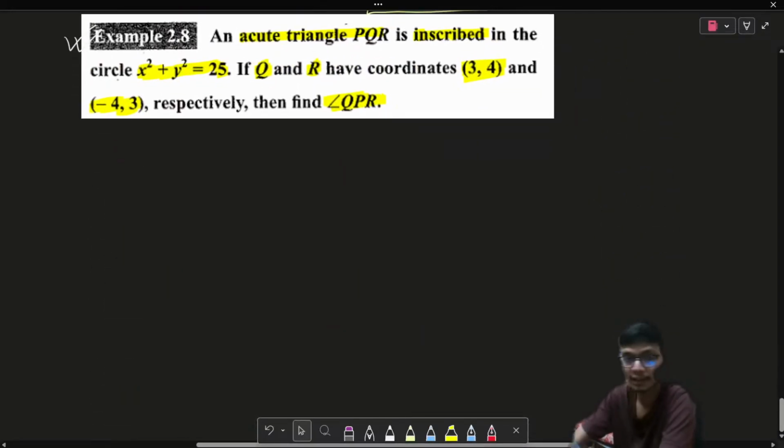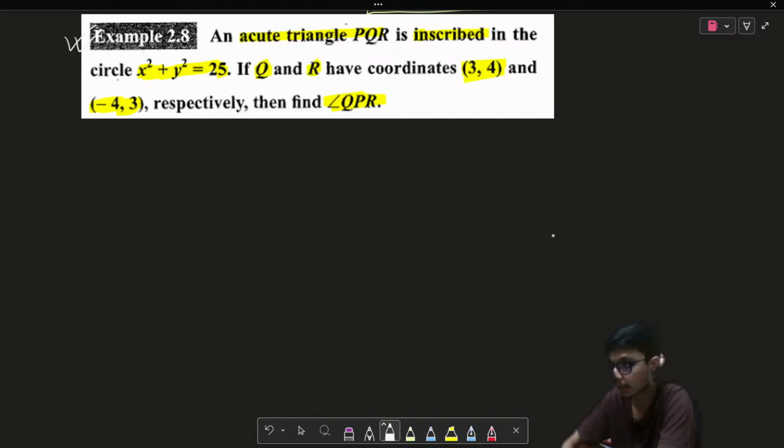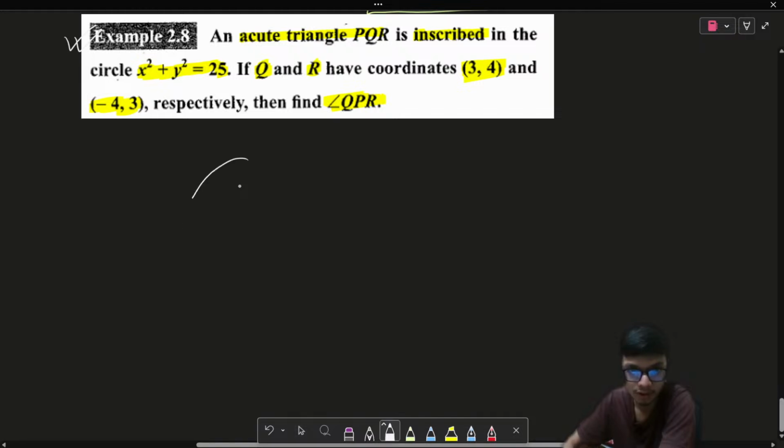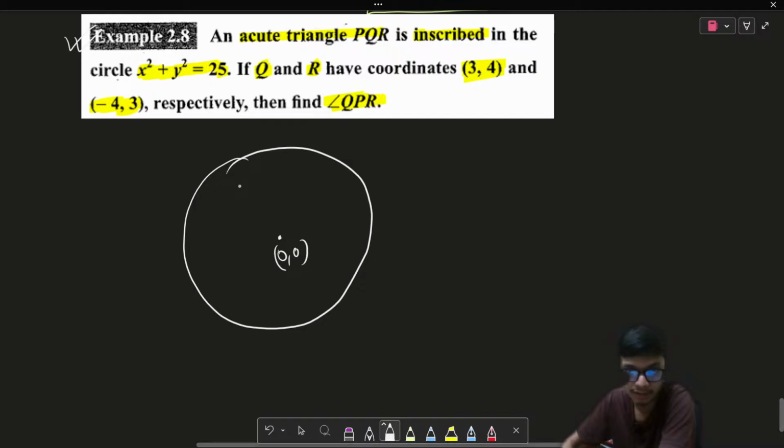Okay, so let us come back to this particular problem. In this problem it is said that again an acute angle triangle is inscribed inside a circle, right? Now if you look at this particular circle equation, it is a circle whose center is origin, right, and the radius is 5. So let us call this a circle with center origin and radius 5, right?